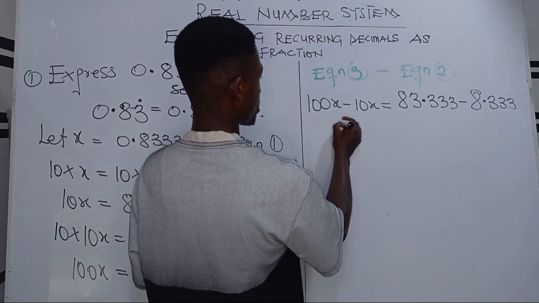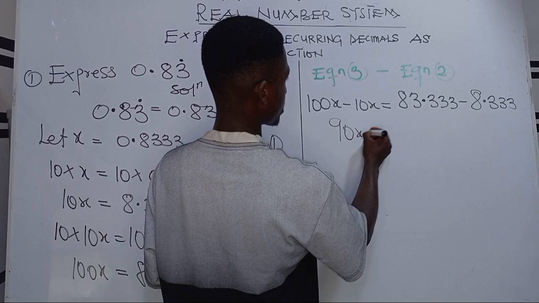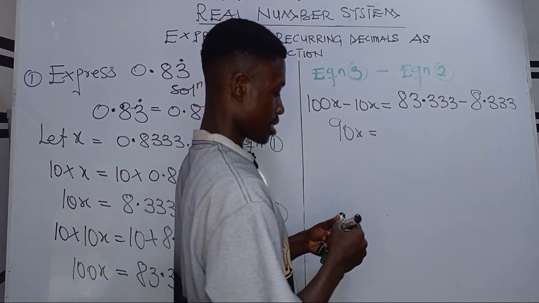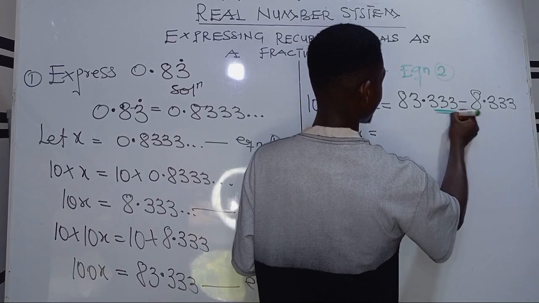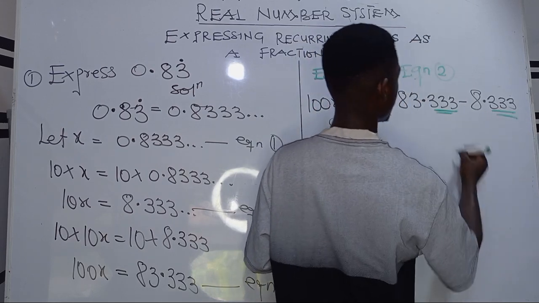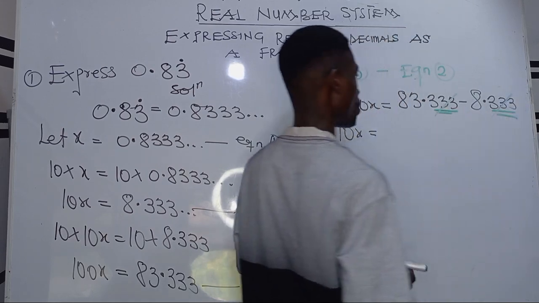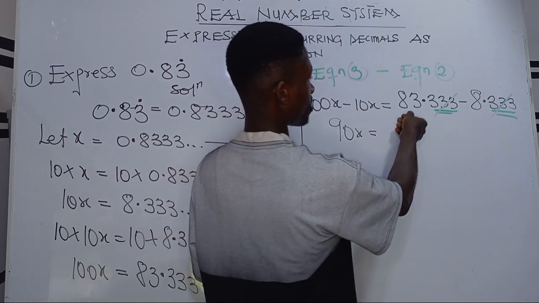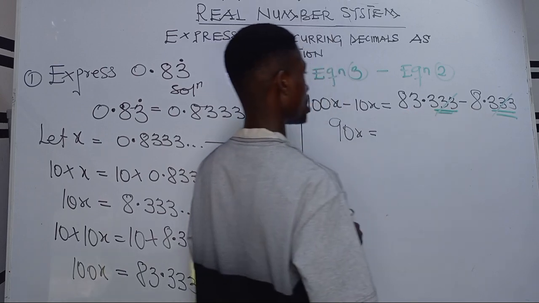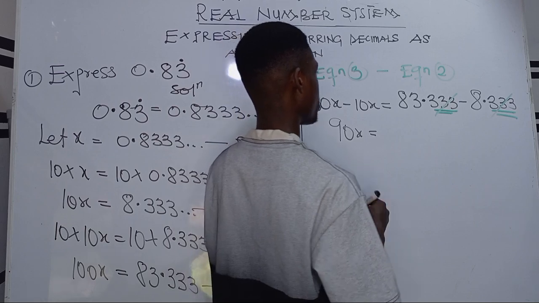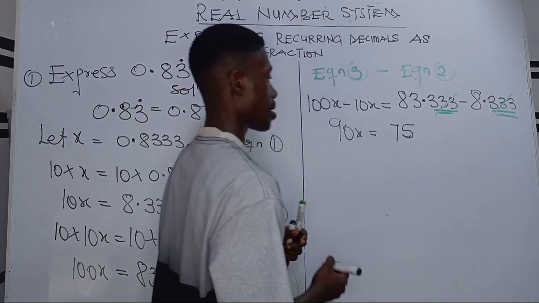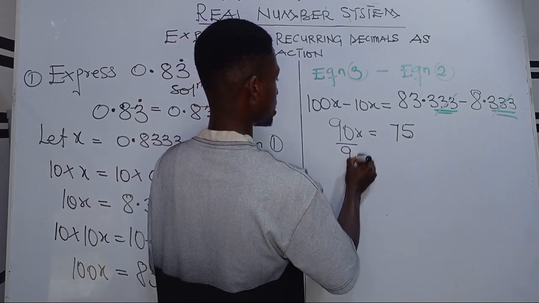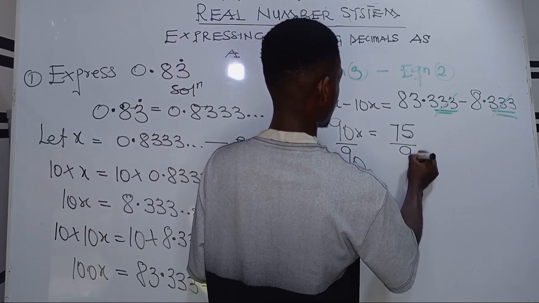So we have 90x is equal to, since those numbers behind the decimal point are the same and they repeat infinitely, they will cancel out or they will go to 0. And then we'll be left with 83 minus 8, which will give us 75.